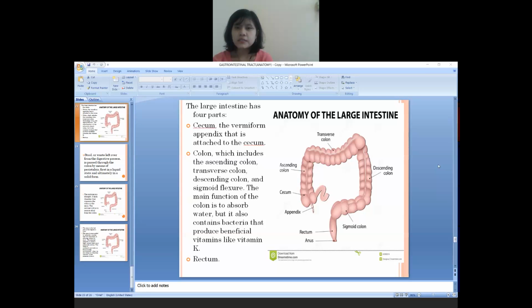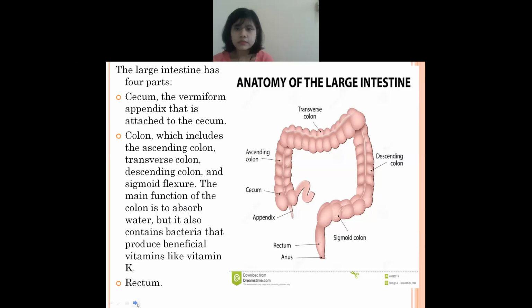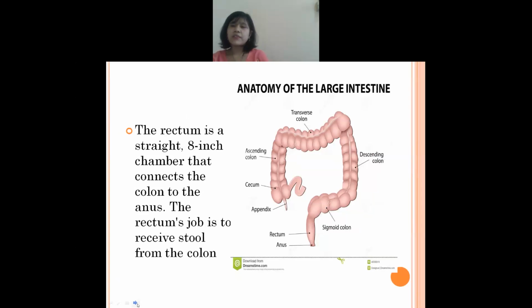Okay, did you understand about the anatomy of the large intestine? Yes. Yes, ma'am. Okay, we have discussed till the sigmoid colon, isn't it? Means all the colon, and last is your rectum.